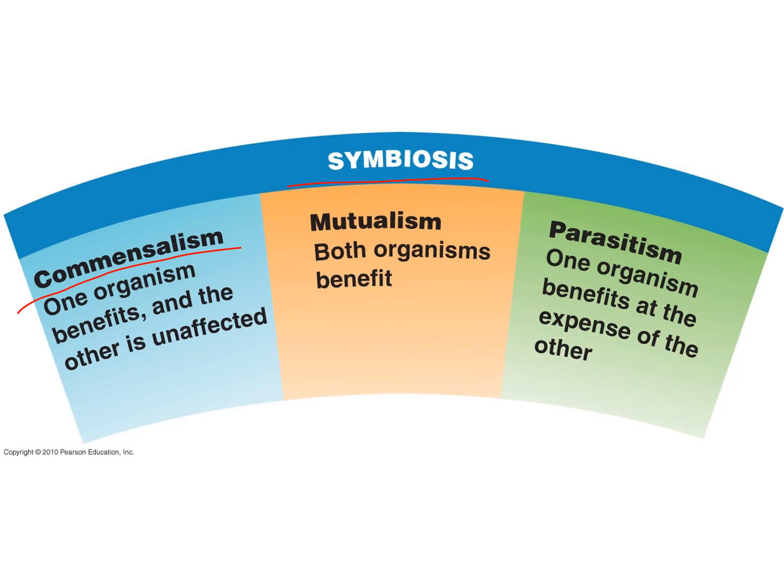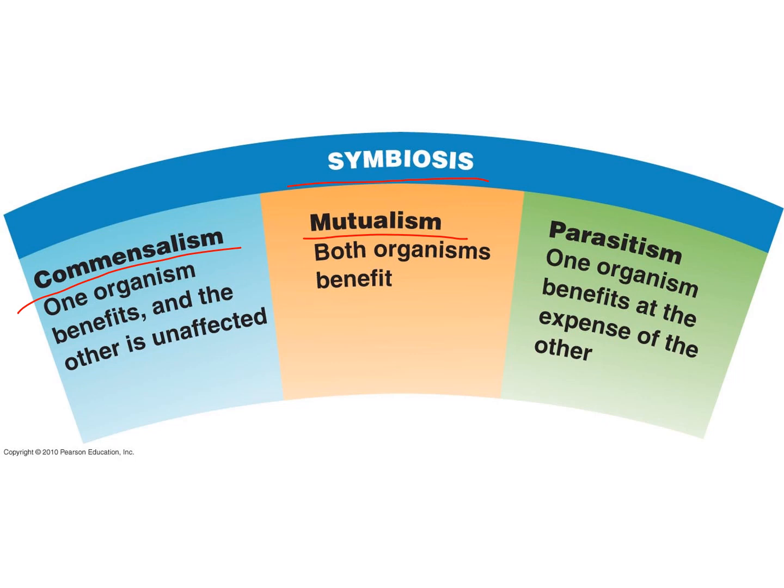Commensalism is when one organism benefits and the other is unaffected. And in terms of your flora, this happens a lot. Often the microbes that are living on and in our body benefit, and many of them have no effect on our health or our body. Mutualism is the second type of symbiosis, and this is the situation where both organisms benefit. So both the microbe and the human have a benefit.